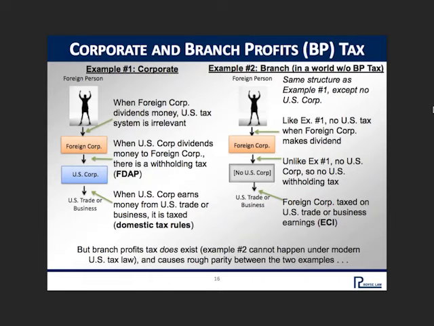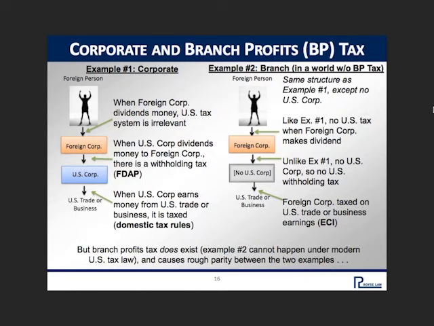Next, we're going to go through something that is a bit more complex, but it does have relevance to structuring as a foreign investor in U.S. real property. This is going to be the branch profits tax. The easiest way to explain this tax is to explain the hole in the system that it's trying to patch.